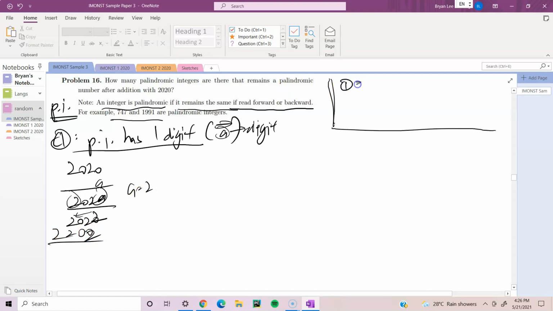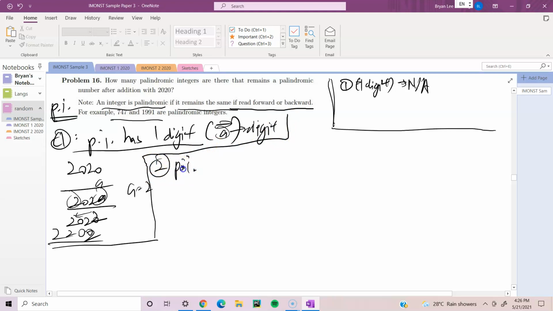So for case 1, which is a 1 digit, we would say this is not applicable. None of these can fulfill the conditions, right? So we will want to see the second case, which is where the palindromic integer has 2 digits. It will be represented in the form of AA, the same if read front or back, right?